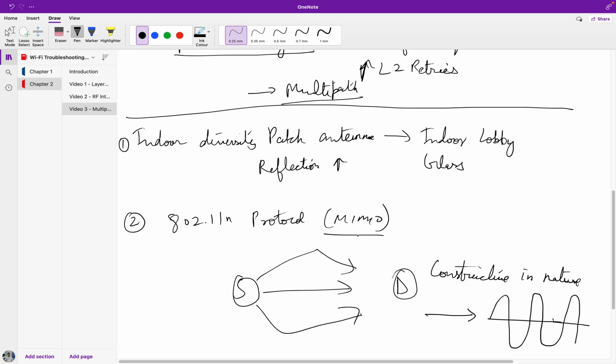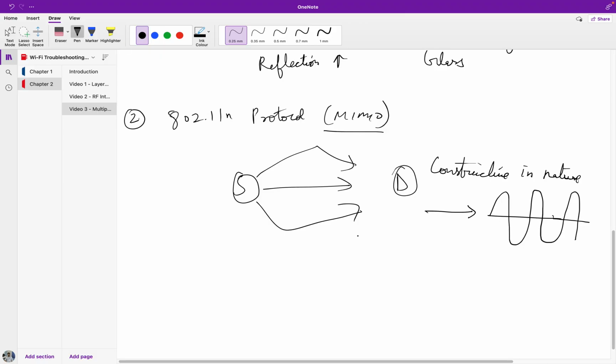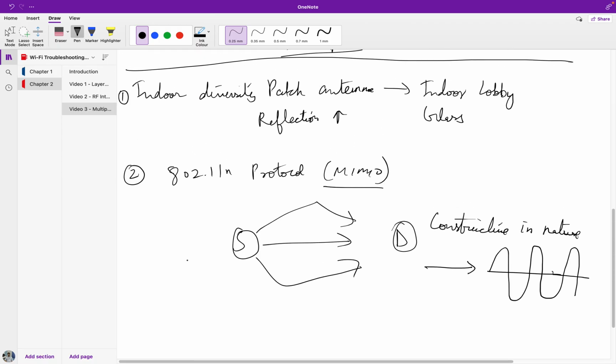So that's pretty much what you do. You make sure that you deploy these things. It's very common in very old deployed warehouses, where the networks were once deployed and never touched. They have metal shelves which can cause a high amount of multipath also. So of course, use indoor diversity patch antennas, or just simply move to the .11n protocol, which is going to fix your issues anyway.